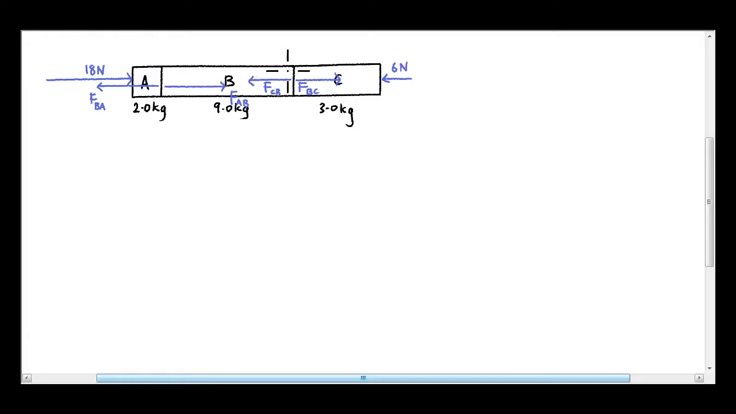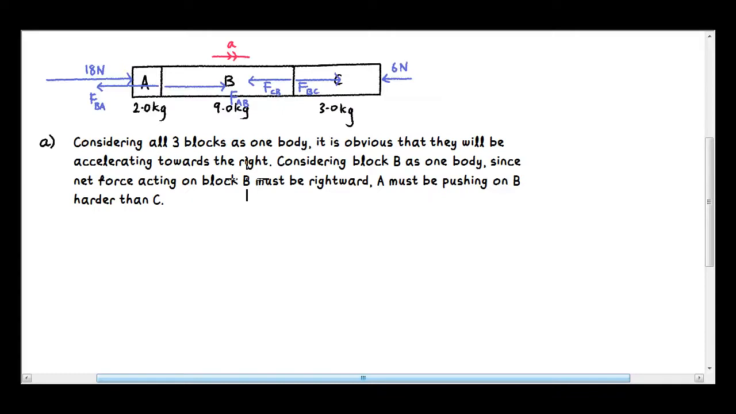Now, if you think about block B as one single mass, then the only external forces acting on block B would be FAB and FCB. Since we already know that block B is going to accelerate rightward, that tells us that block A must be pushing B rightward harder than block C is pushing block B leftward. And that's how we are going to answer part A.